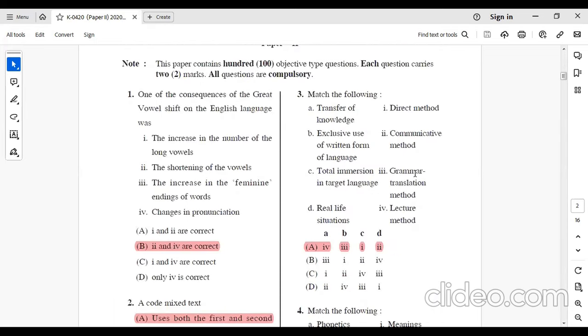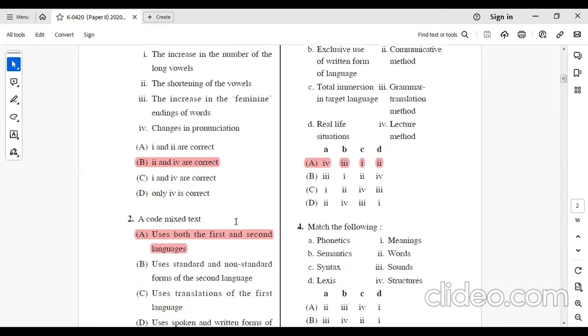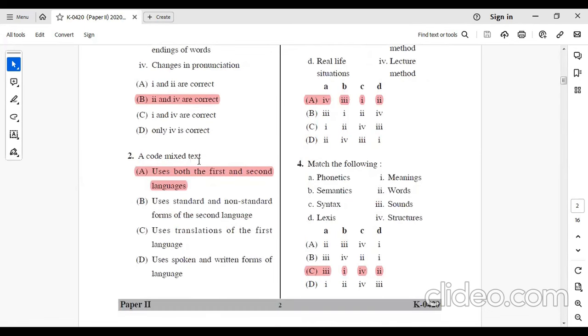One of the consequences of the Great Vowel Shift in the English language was options 2 and 4. The second and fourth options are the correct options: the shortening of the vowels and changes in pronunciation. Question number two: What is a code mixed text? A code mixed text uses both the first and second languages. Obviously, the word mix itself says that there's a mixture of first language and second language.